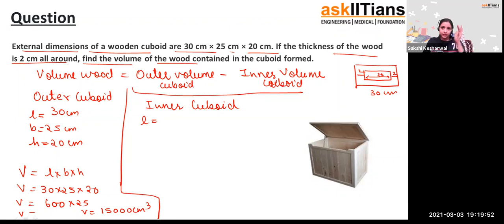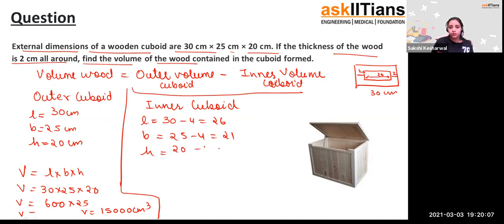So your length will become how much, 26, taking the 2 from this side and the 2 from this side. So length will be 30 minus 4, which is equal to 26. Breadth will be 25 minus 4, which is equal to 21, and height is 20 minus 4, which is equal to 16. So your volume will be LBH, which is 26 into 21 into 16.